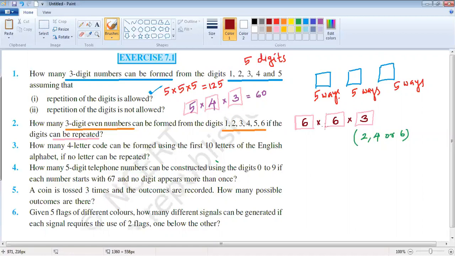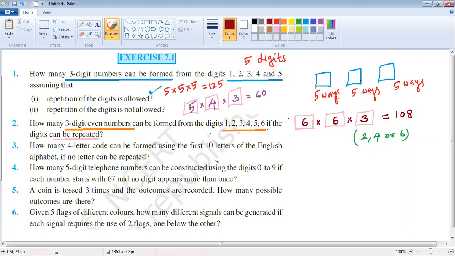So that means 6 into 6 into 3. So you have to do the multiplication. 6 into 6 into 3, which is 36 into 3. That means 108. That means 108 even 3-digit numbers can be formed using the digits 1, 2, 3, 4, 5, and 6.